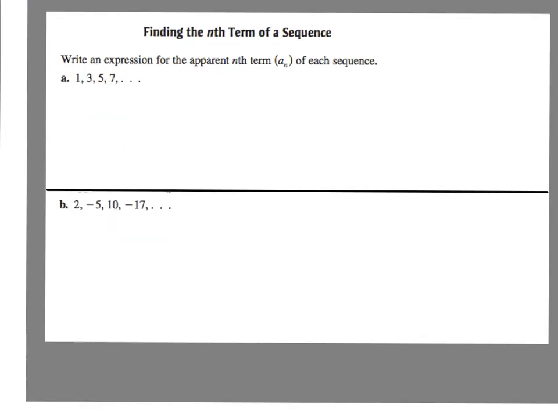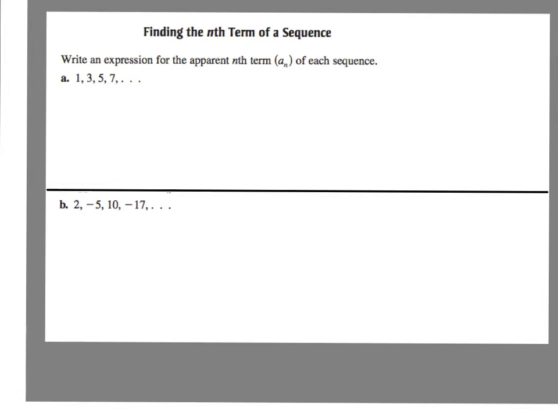So now we're going to go from the terms to write the nth term. We're going to write the rule. On this first one, I have 1, 3, 5, 7.